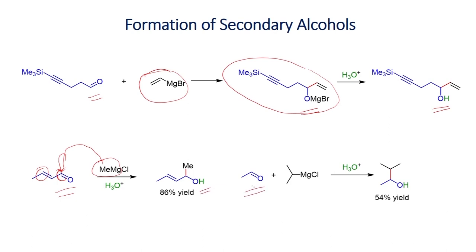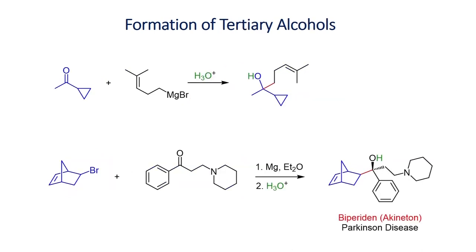Similarly, you can also react this aldehyde with isopropyl magnesium chloride to give the corresponding alcohol as a product. So, Grignard reagent can readily undergo addition reaction with aldehydes to give the corresponding alcohols as the products. Now, let us look at the reaction with the ketones.